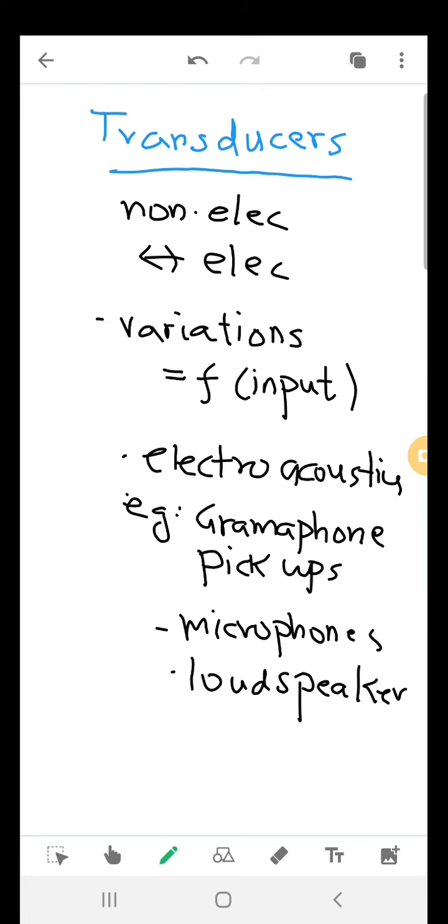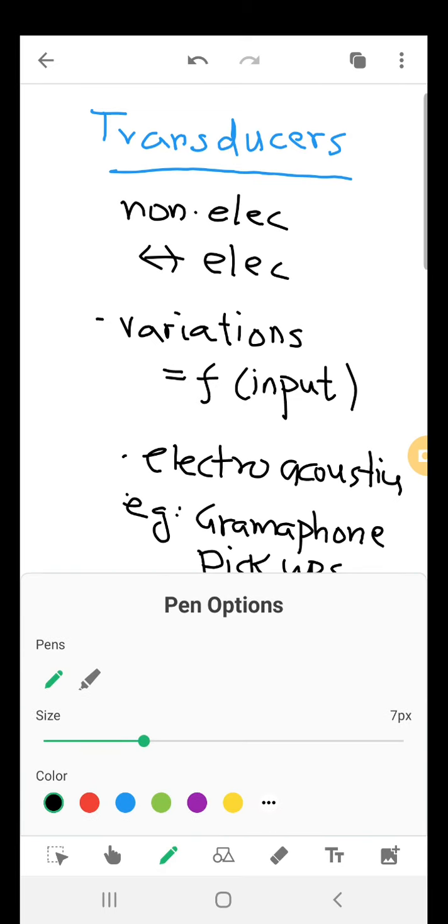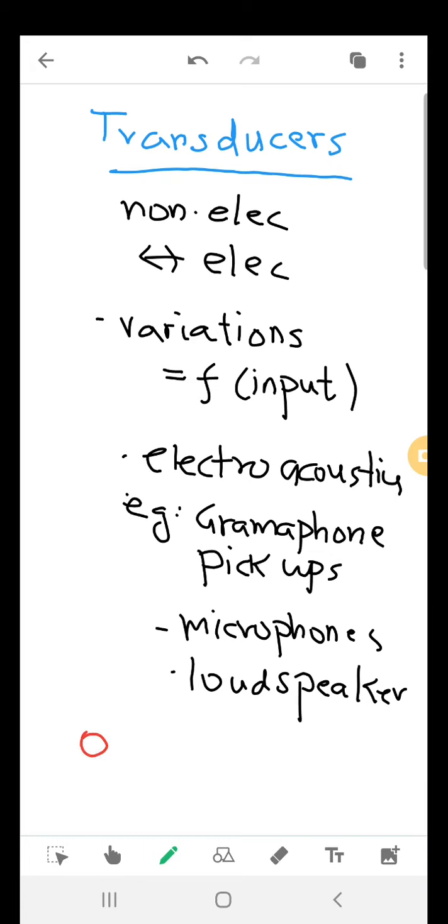Now, the physical quantity is measured by the transducer, and the portion of the transducer in which the output originates is the transducer element. So we have the output basically related to the transducer element.